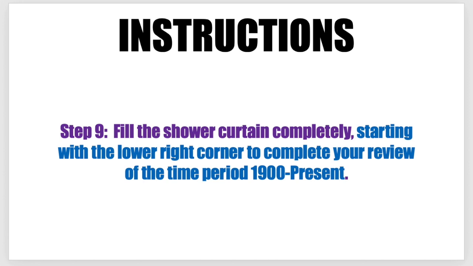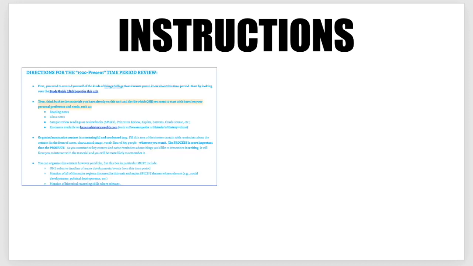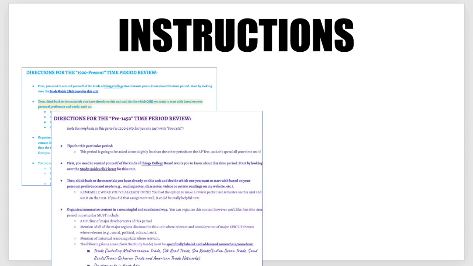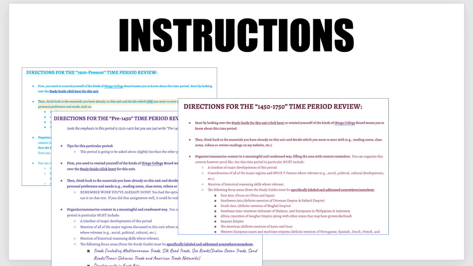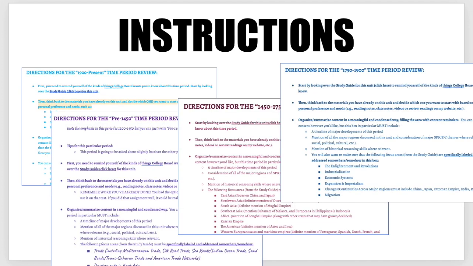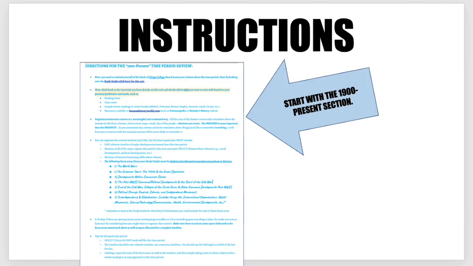Now it's time to start filling your shower curtain completely. If you look at the written instructions, you'll notice that there's a page of instructions for every single time period. 1900 to present, there's one for pre-1450, there's one for 1450 to 1750, and one for the final period, 1750 to 1900. Make sure that you start with the 1900 to present section. That way, you'll be simultaneously reviewing for the unit test that's next week. If writing stuff down in your shower curtain doesn't feel like review, then you are not doing it right, and you should talk to me.